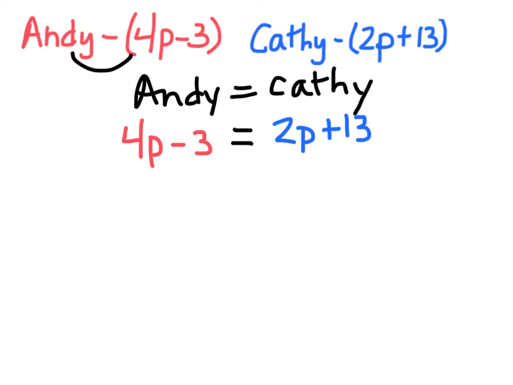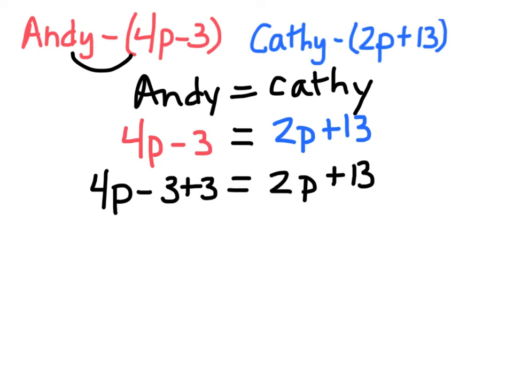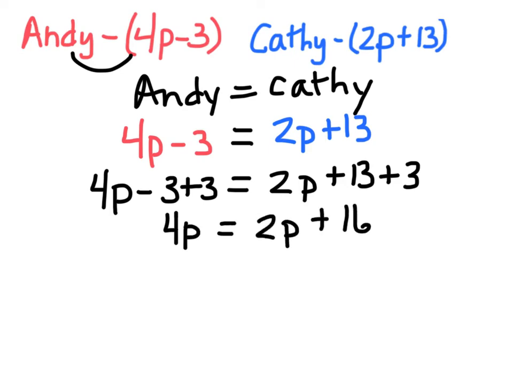We'll begin by moving our negative 3, by adding 3 to both sides to get rid of that negative 3. We can't subtract 13 from negative 3, so we're going to add 3 to 13. So our new equation will be 4p minus 3 plus 3 equals 2p plus 13 plus 3, because whatever we do on the left side of the equal sign, we have to do on the right. So this now becomes 4p equals 2p plus 16.